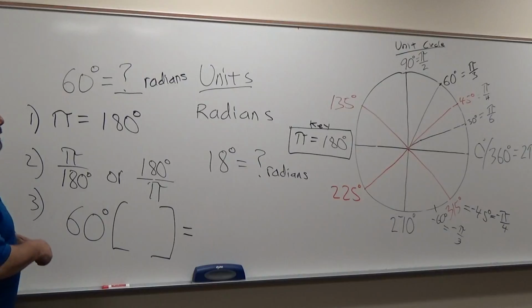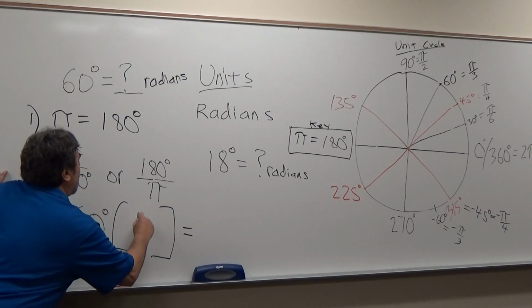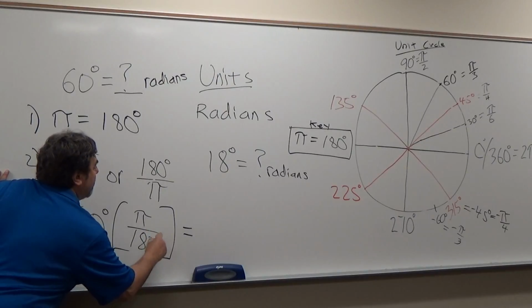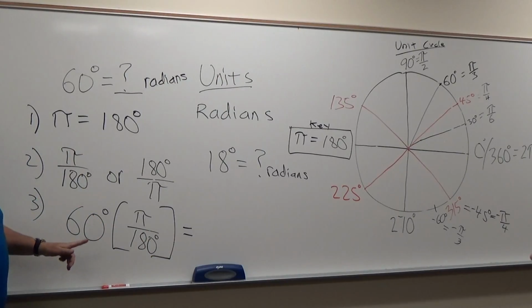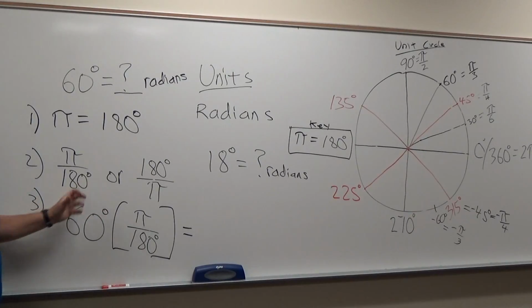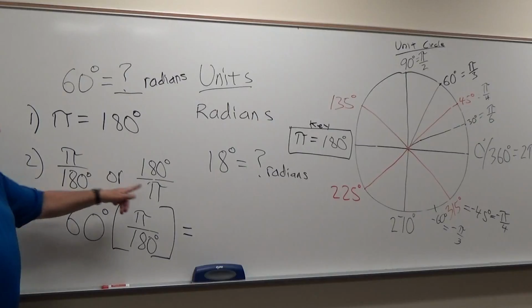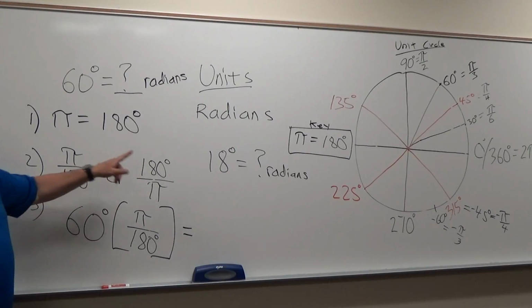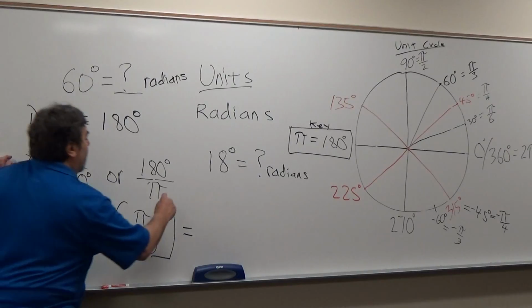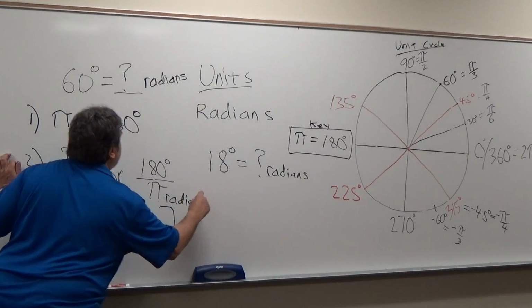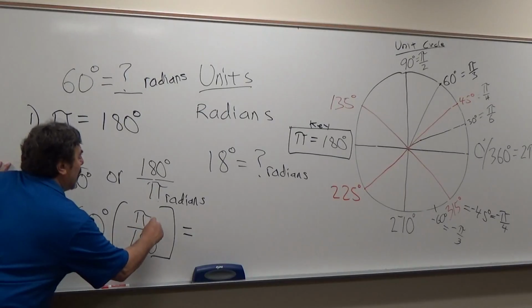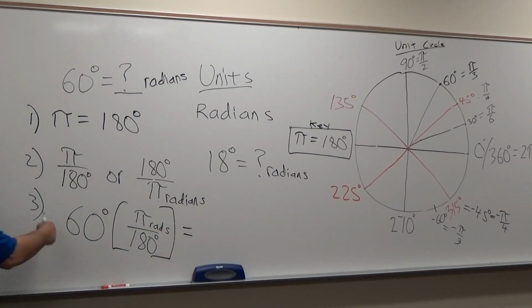Okay, so we're going to take this fraction, the pi over 180 degrees, as our multiplier, and we're going to be able to convert from 60 degrees to radians by doing this multiplication. You always pick the fraction that has the same units that you're converting out of in its denominator. If we were converting out of radians, we would have picked the fraction that has radians in its denominator, which would be this one right here, pi radians.